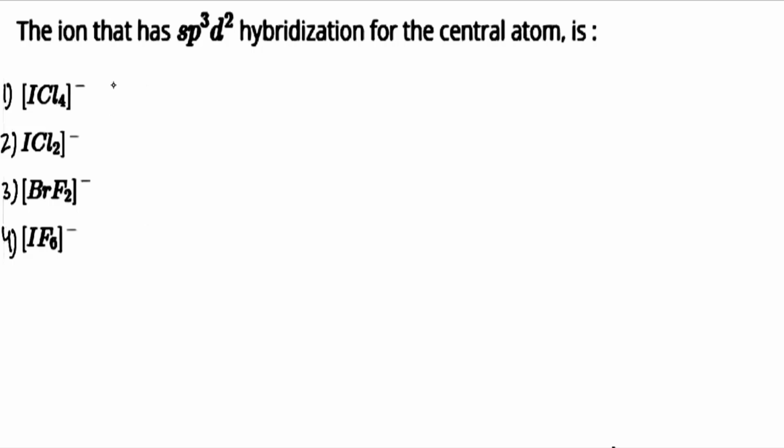Hello guys, so the given question says the ion that has sp3d2 hybridization for the central atom is. So here we have to check the hybridization of each molecule or ion given. So for the hybridization we have to find the steric number, which is given as S is equal to 1 by 2 valence electron of central atom plus monovalent atom attached to the central atom minus cationic charge and plus anionic charge.